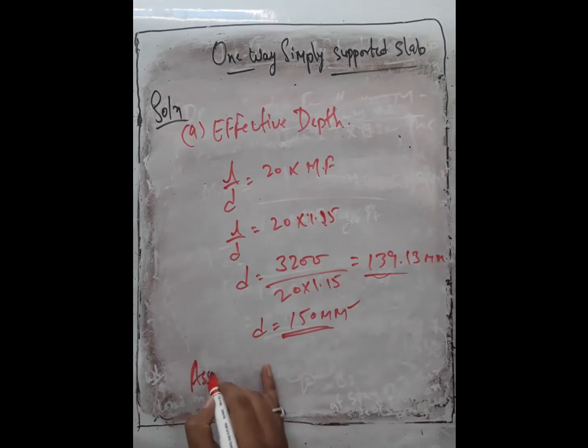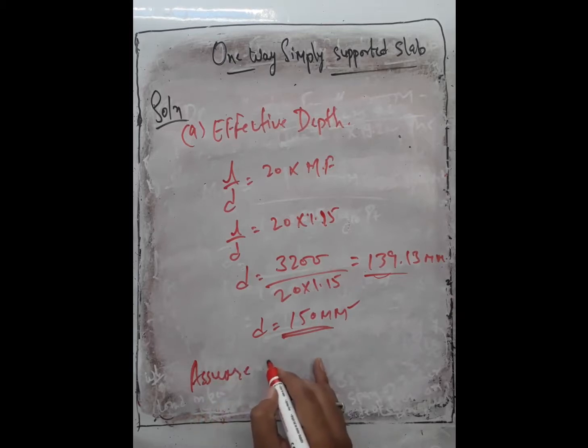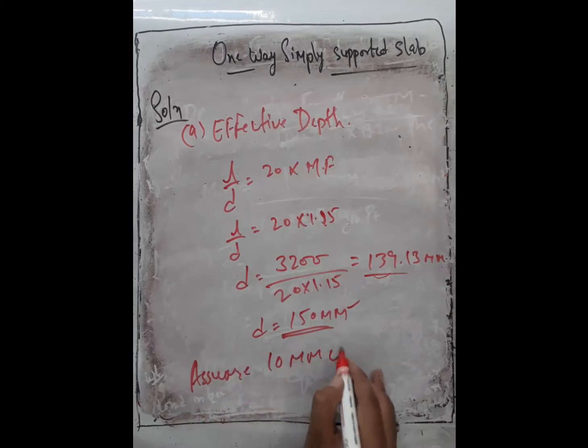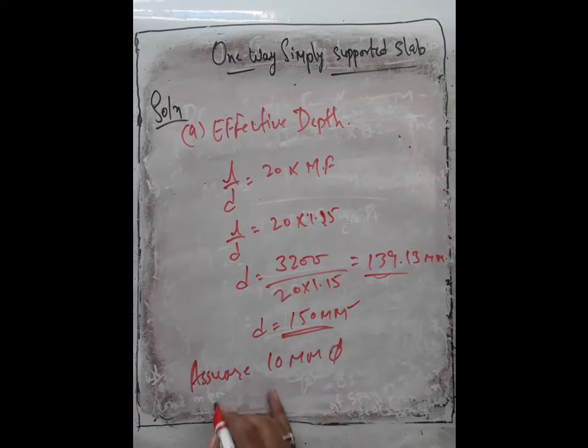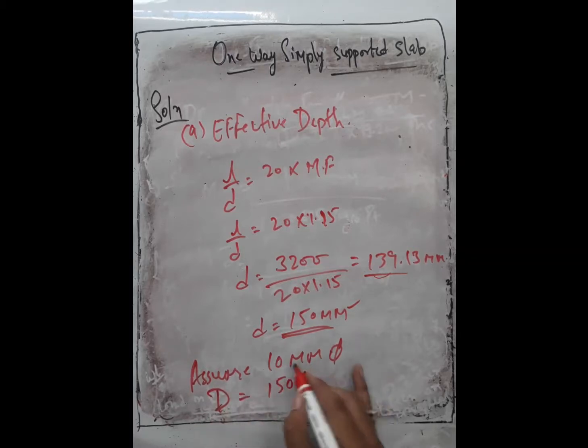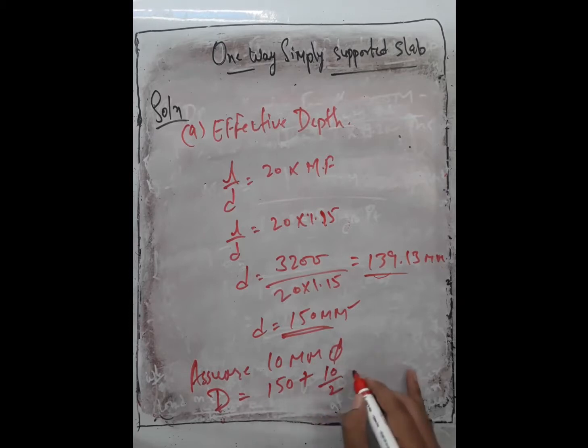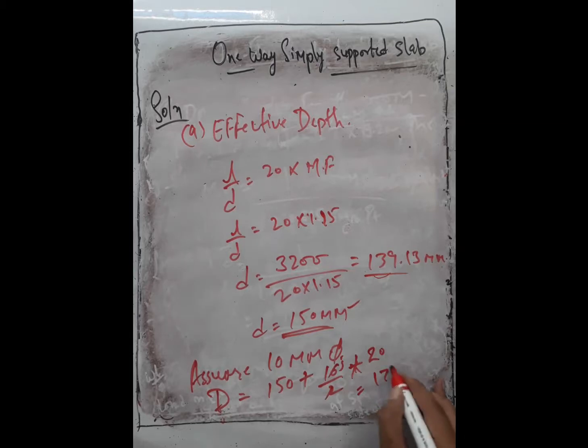Now here we assume main bar is 10 mm in dia, because we have to find the overall depth also. So capital D is equal to 150 plus 10 by 2, and here we assume nominal cover is 20. After solving this, we get 175 mm, meaning overall depth is 175 mm.